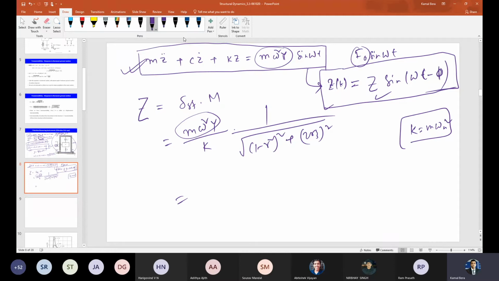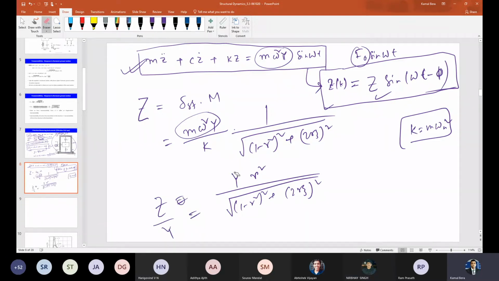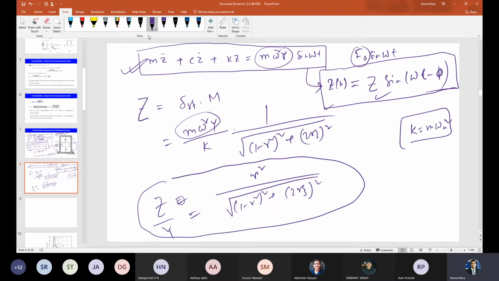So if I substitute here, can I write it like this? So this will be Y r square by this expression. Is it correct? Does anybody have a problem with this? If so, I can remove this. Is it okay? Got it? And phi will be the same as before, 2 r zeta by 1 minus r square. But let's first concentrate on this. Phi is required, but that is not so important.